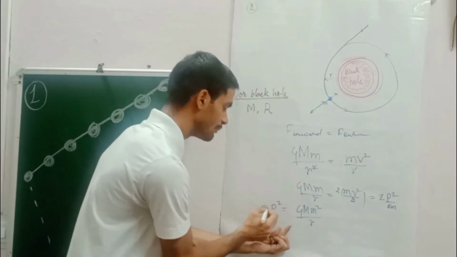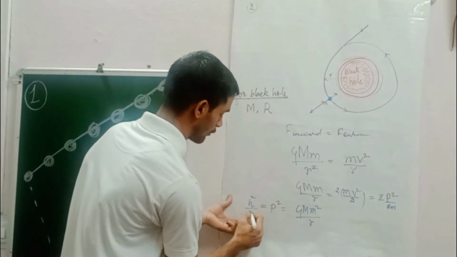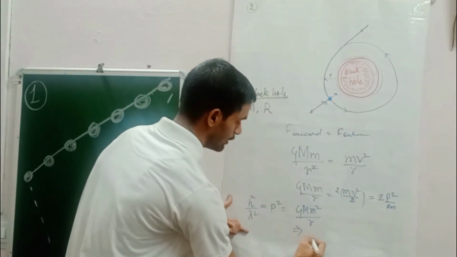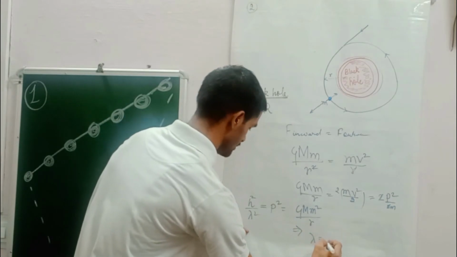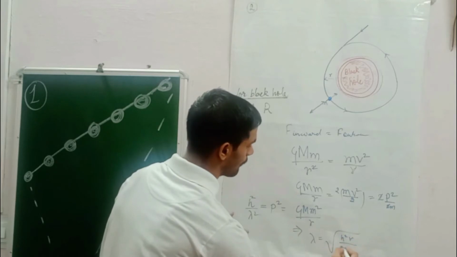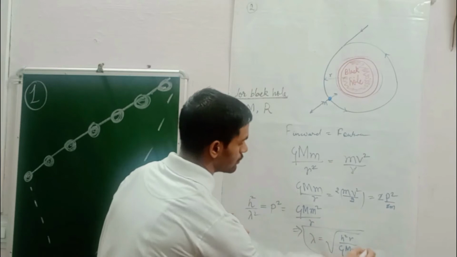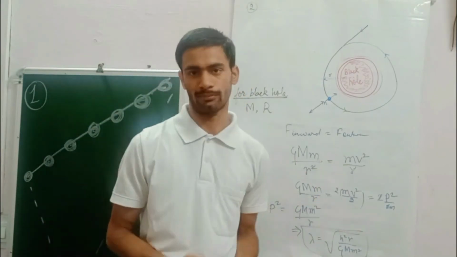What is this p? p is momentum. Momentum equals h upon lambda, so h square upon lambda square. Hence from here you will get lambda as root over h square r upon G capital M small m square. So this is the relation.